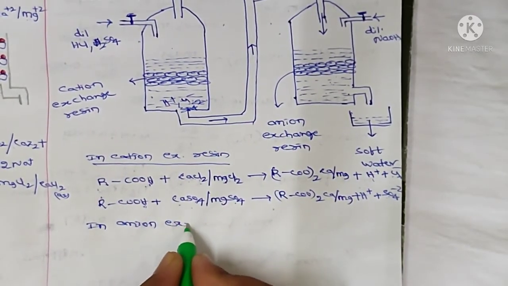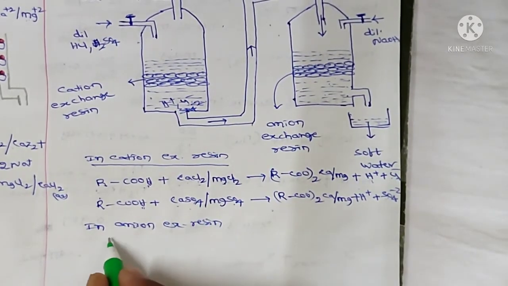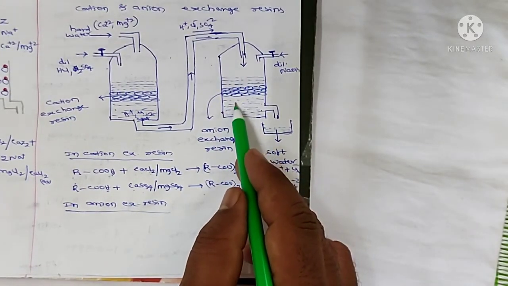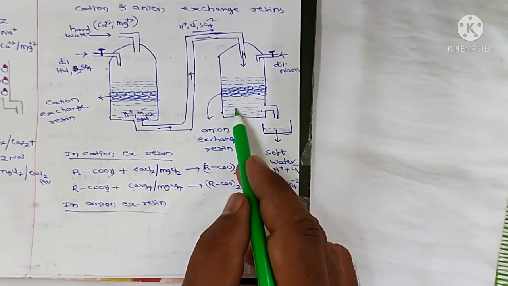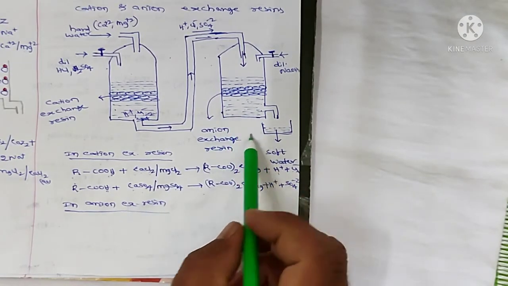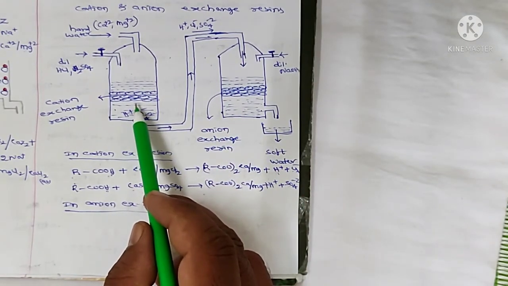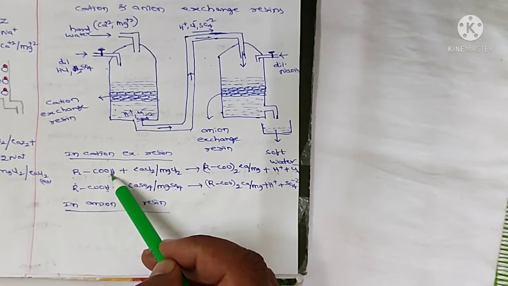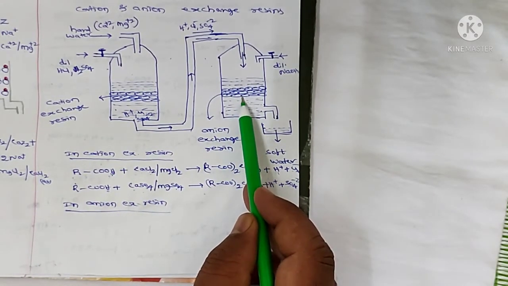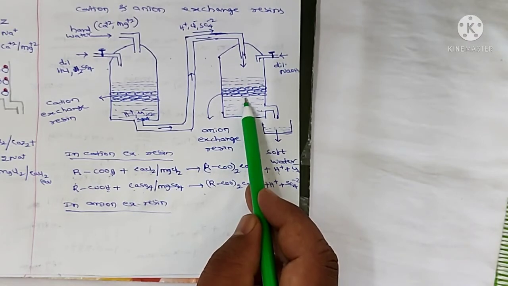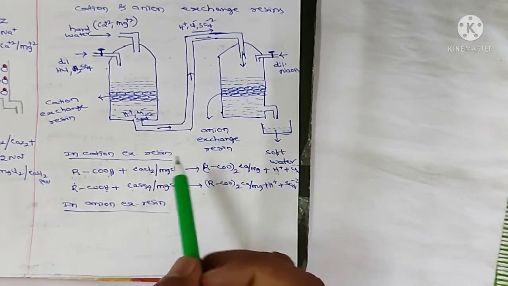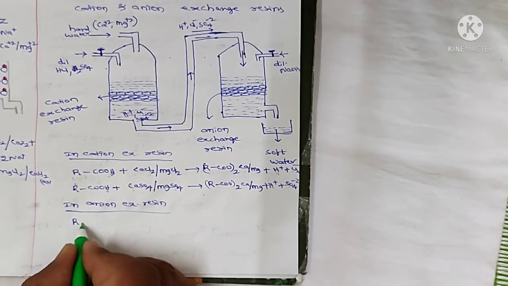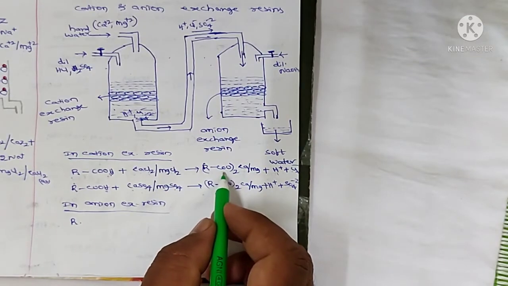In anion exchange resin, this anion resin consists of hydrocarbons attached to basic groups. Cation exchange resins consist of hydrocarbons attached to acidic groups, and this anion exchange resin consists of hydrocarbons attached to the basic group. So let me take the basic group here, hydrocarbon R, and now balance that equation.